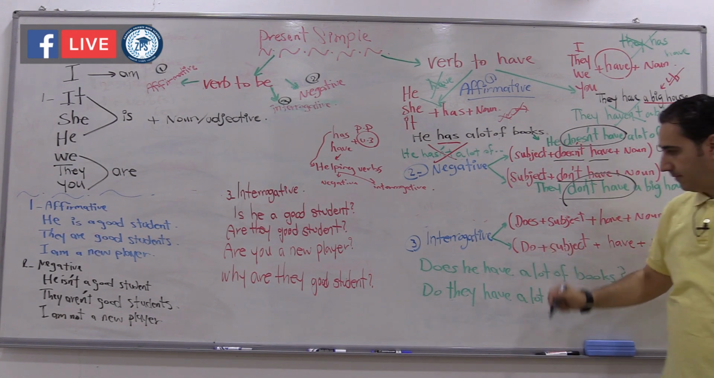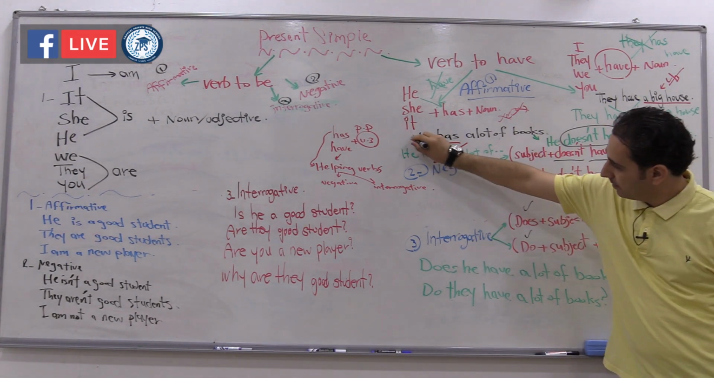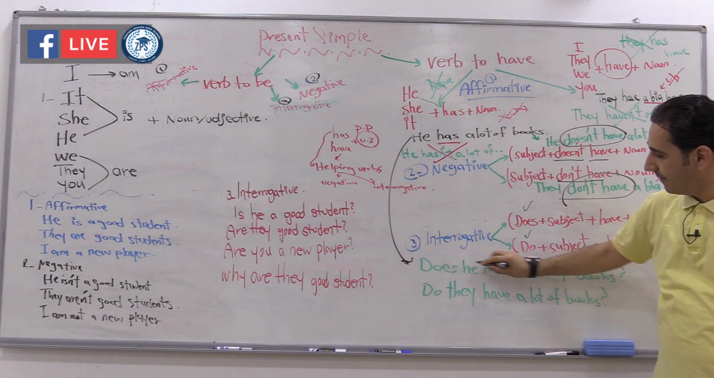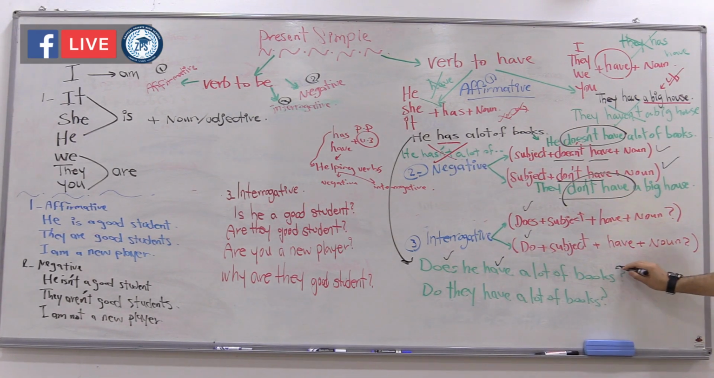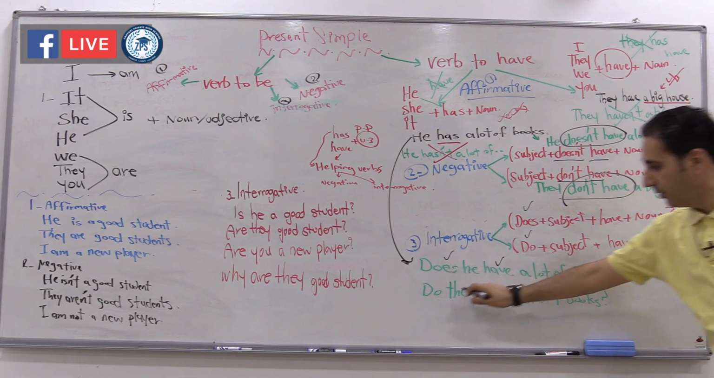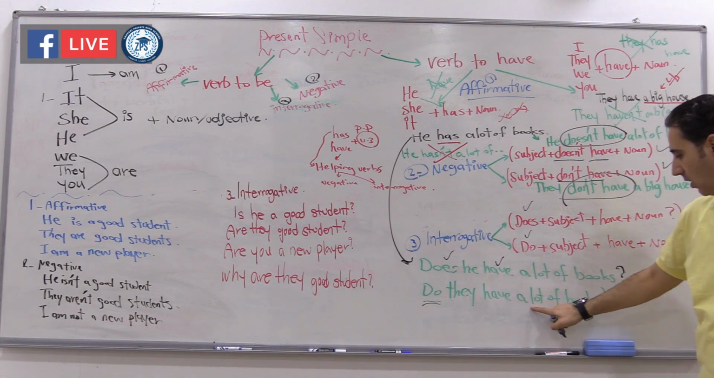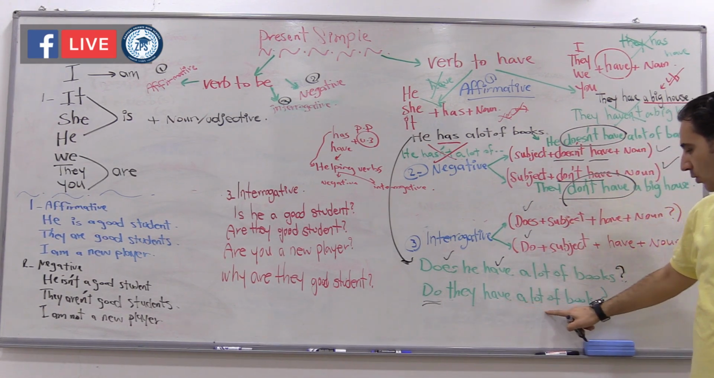So what about the interrogative? Question sentences. We should put do or does at the beginning of the sentence. He has a lot of books. Look, it becomes what? Does he have? Does he have a lot of books? Question mark. What about they have a big house? We should put do. Do they have a big house?